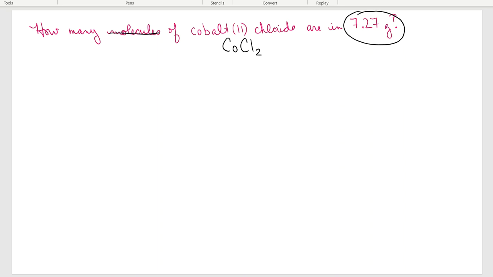Really, this isn't a molecule. I went with an ionic compound, so this is how many formula units of cobalt 2 chloride are in 7.27 grams of it. Okay? Now again, let's think about what we're doing here.